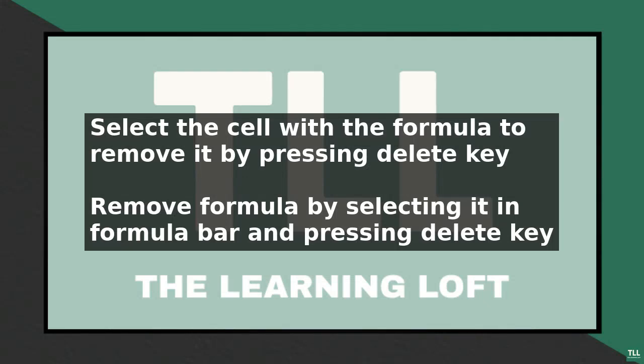To remove a formula in Google Sheets, start by selecting the cell that contains the formula you want to delete. Once the cell is selected, you can remove the formula by pressing the delete key on your keyboard. This will delete the formula but keep the value that the formula was returning.